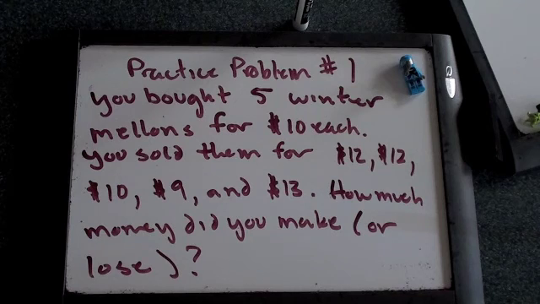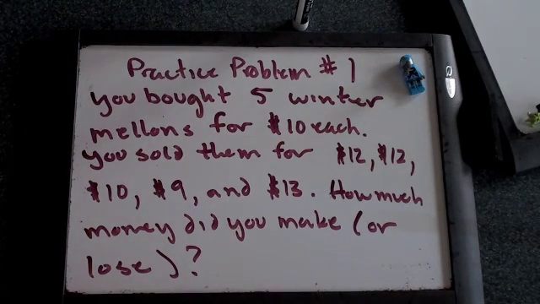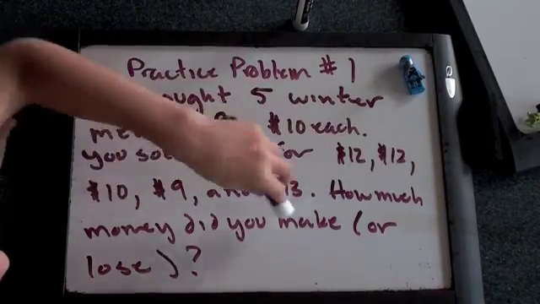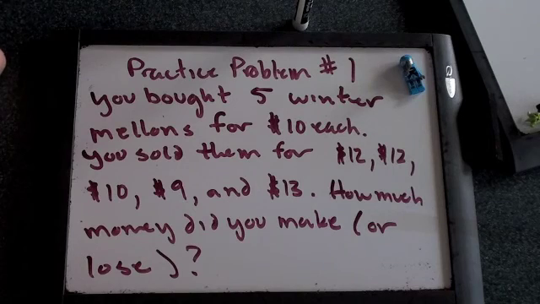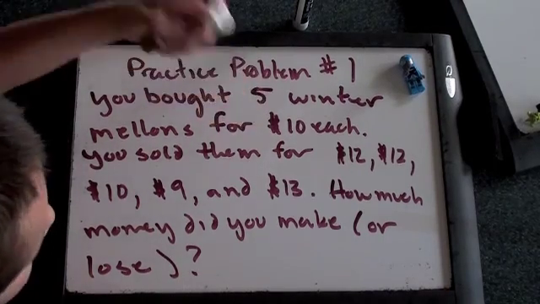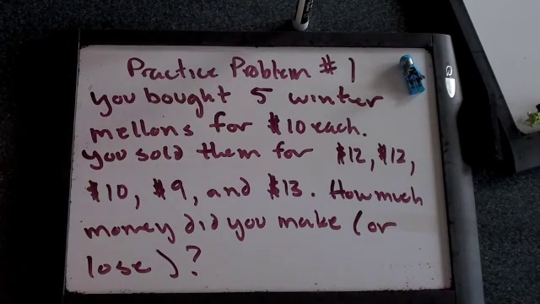What's the problem, first of all? Problem is you have to, well, we gotta add up 12, 12, 10, 9, and 13. And then what do we have to do after that? Figure out how much money did you make or did you lose. Okay. So we got 5 of the winter melons for $50, all of them.